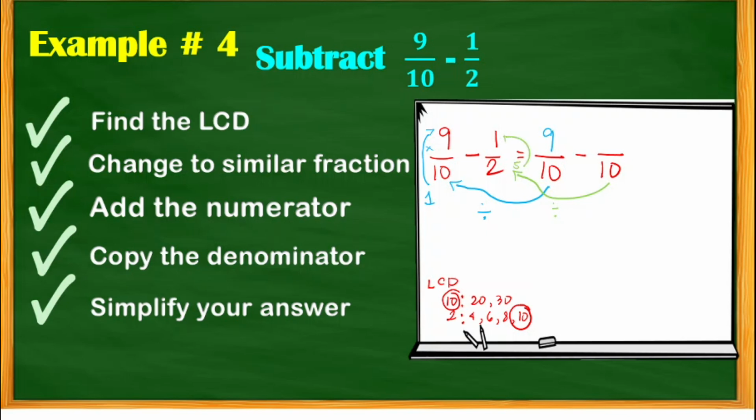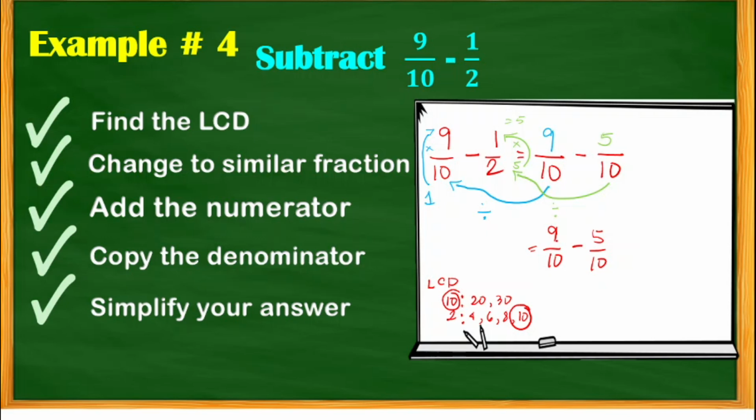And then multiplied by 1, the answer would be 5. So this would be 5. So our new fraction became similar. We have 9 tenths subtracted by 5 tenths. Okay, now they are similar.